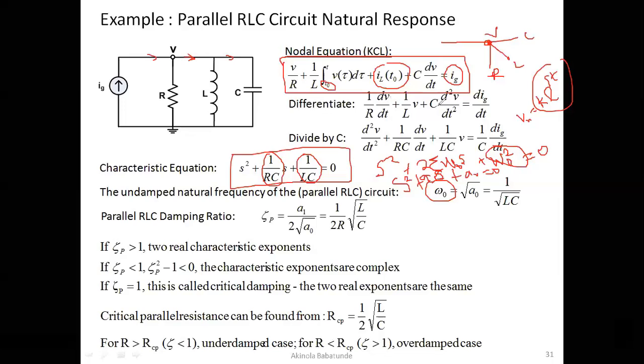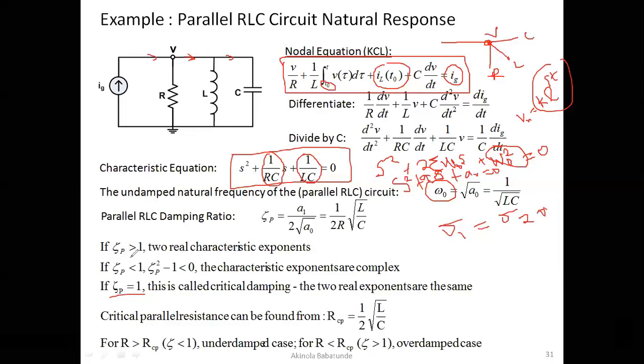Okay, so in this particular case, we have looked at some scenarios where we have zeta parallel equal to 1. This is called the critical damping situation. All right, the two real exponents are the same. That simply means the situation where gamma 1 equals gamma 2, which is what we do have here. All right, then we also have a situation where zeta is greater than 1.